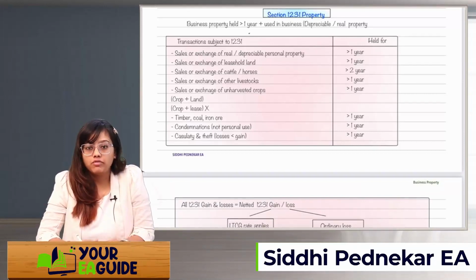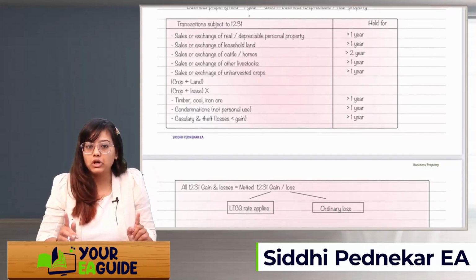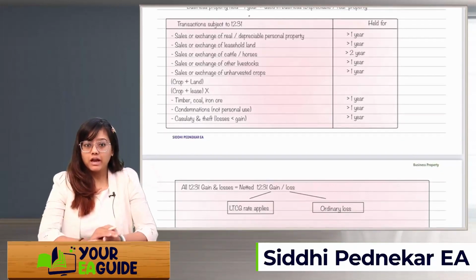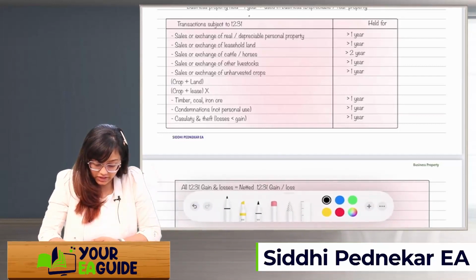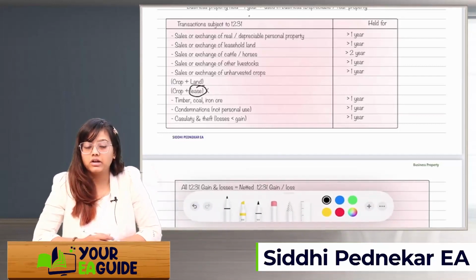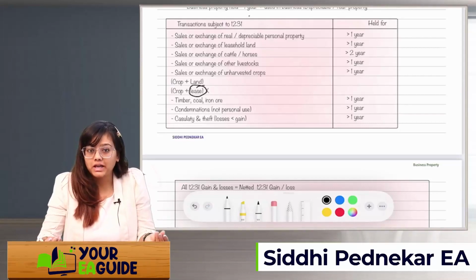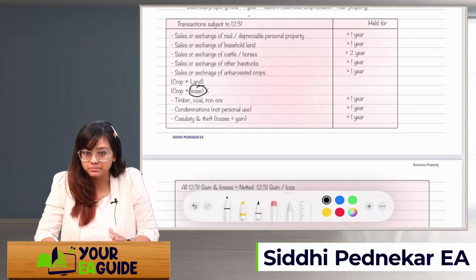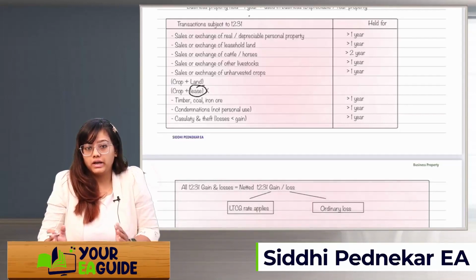Sale or exchange of unharvested crops: crop plus land, both will be included in 1231 property if held for more than 1 year. If your land is on lease, it will not be considered 1231 property. Only your crop and your own land will be considered your 1231 property if held for more than 1 year. Next is timber, coal, and iron ore. All are included in 1231 if held for more than 1 year.